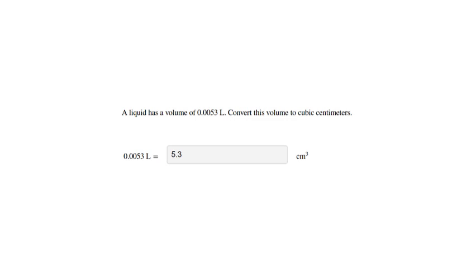Now let's see this conversion. Here it is asking us to convert 0.0053 liters to cubic centimeters. So we have liters and we have to convert that into centimeter cube. 1 liter equals 1000 milliliter, because I don't know how to do a direct conversion from liters to centimeter. But I know 1 liter is 1000 milliliter, that equals 1000 centimeter cube. So I have 0.0053 liter, and I have to convert it into centimeter cube.